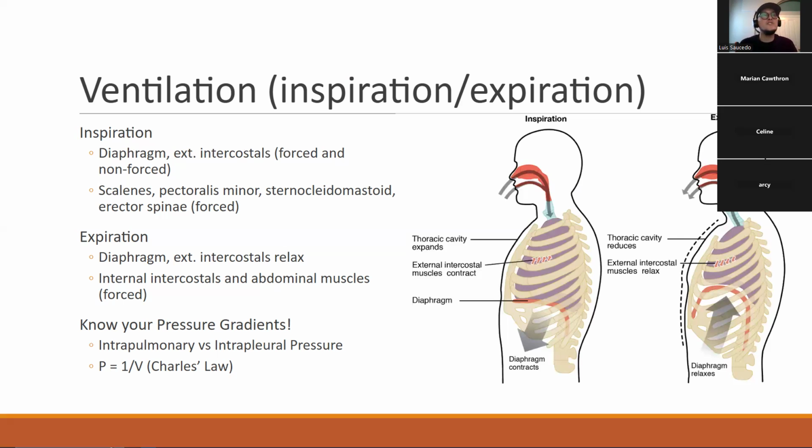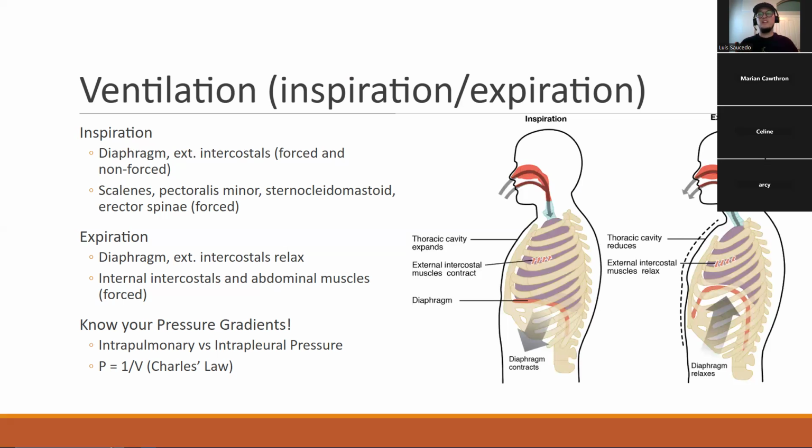Remember Charles' law, pressure is equal to 1 over volume. What that just means is if I have a high pressure, I'm going to have a lower volume. And inversely, if there's a high volume in my lungs, there's going to be a lower pressure in my lungs. So remember how that works.